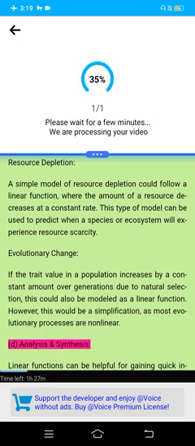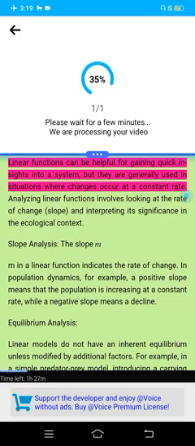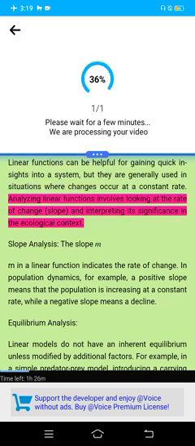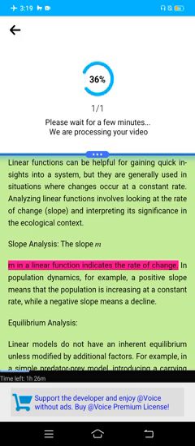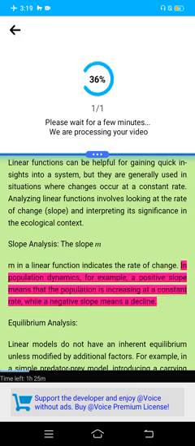D. Analysis and synthesis. Linear functions can be helpful for gaining quick insights into a system, but they are generally used in situations where changes occur at a constant rate. Analyzing linear functions involves looking at the rate of change, slope, and interpreting its significance in the ecological context. Slope analysis. The slope m in a linear function indicates the rate of change. In population dynamics, for example, a positive slope means that the population is increasing at a constant rate, while a negative slope means a decline.